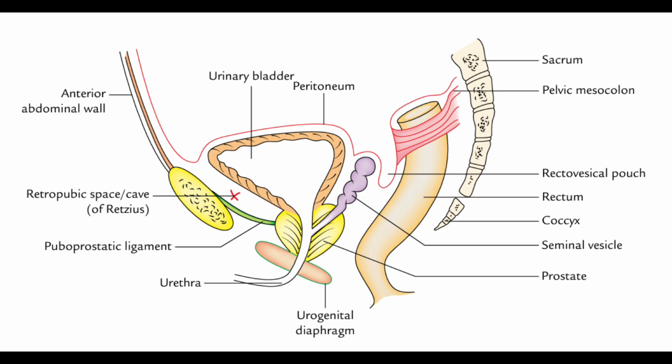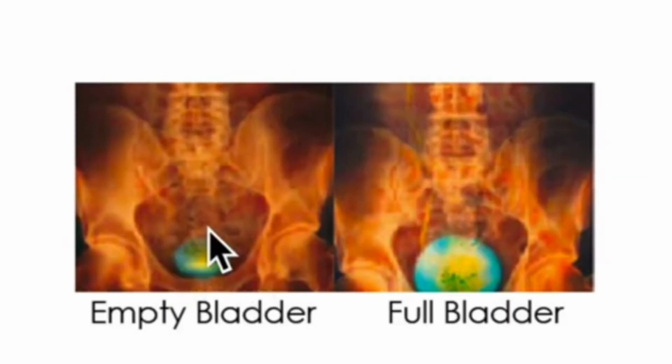The bladder is a retroperitoneal organ and is the most anterior viscera in the pelvic cavity. When empty, it is entirely situated in the pelvic cavity. When full, it expands superiorly into the abdominal cavity and lies adjacent to the anterior abdominal wall.